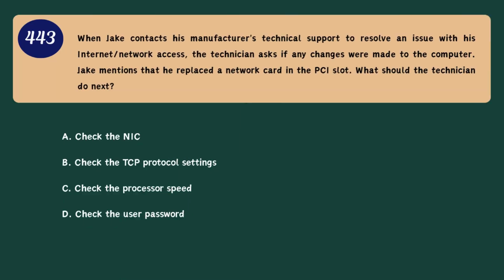Question 443. When Jake contacts his manufacturer's technical support to resolve an issue with his internet network access, the technician asks if any changes were made to the computer. Jake mentions that he replaced a network card in the PCI slot. What should the technician do next? A. Check the NIC. B. Check the TCP protocol settings. C. Check the processor speed. D. Check the user password.